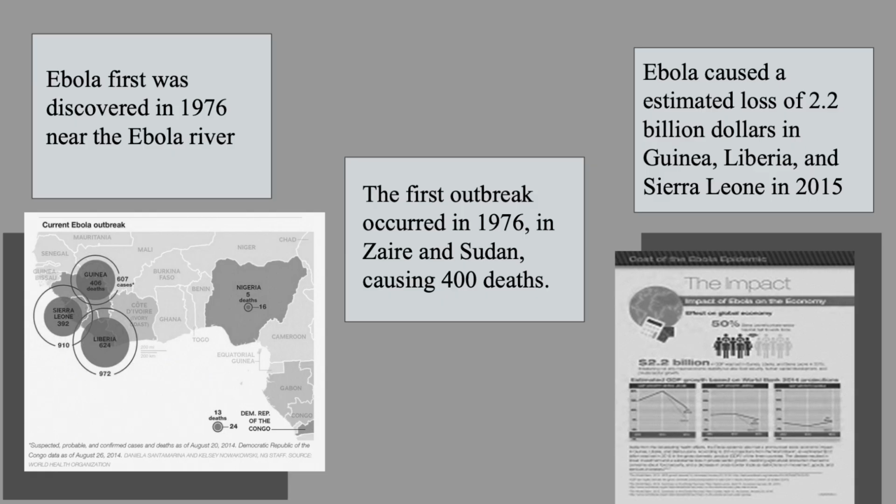Ebola first was discovered in 1976 right next to the Ebola River. The first outbreak occurred in 1976 in Zaire and Sudan, causing nearly 400 deaths. Ebola also caused an estimated loss of $2.2 billion in Guinea, Liberia, and Sierra Leone in 2015.